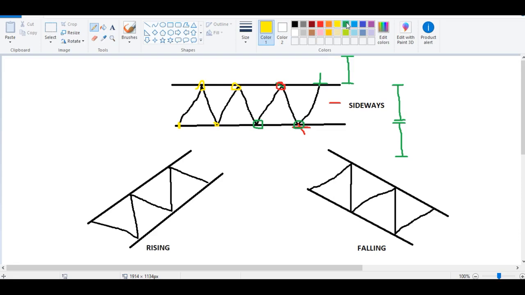Okay, so if we're trading the breakout in a rising channel, let's say it breaks out towards the bottom, so we will enter short the moment it breaks this bottom trend line. My stop loss can be the mid level right here, and my targets will be the two swing lows. That's the first one, and this is the second swing low. These are my two targets.